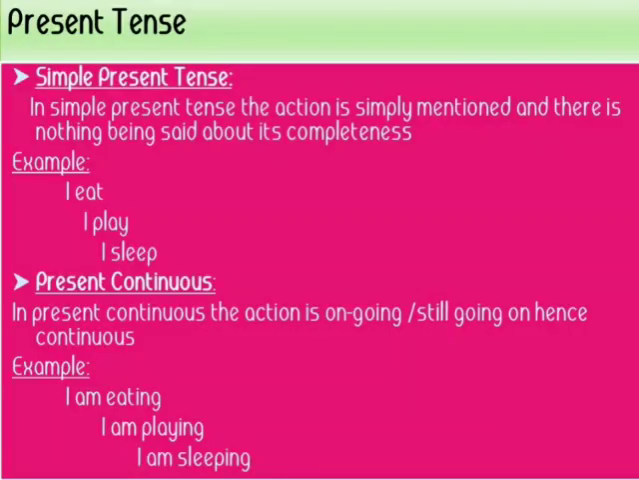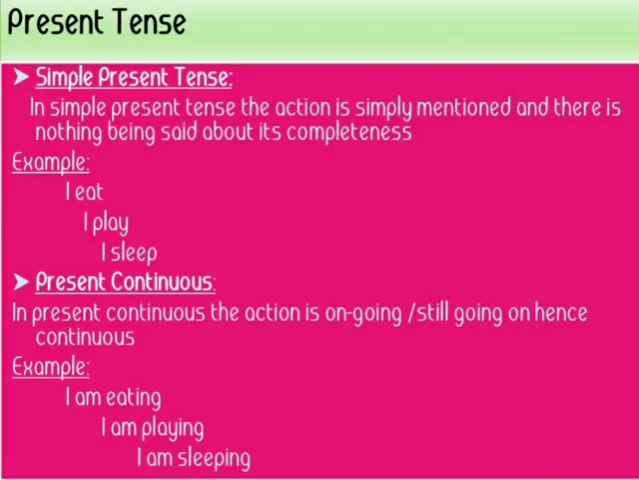Present tense. Simple present tense. In simple present tense, the action is simply mentioned and there is nothing being said about its completeness. For example, I eat, I play, I sleep. Present continuous. In present continuous, the action is ongoing or still going on, hence continuous. Example, I am eating. I am playing. I am sleeping. The action is still going on, hence it is called continuous.